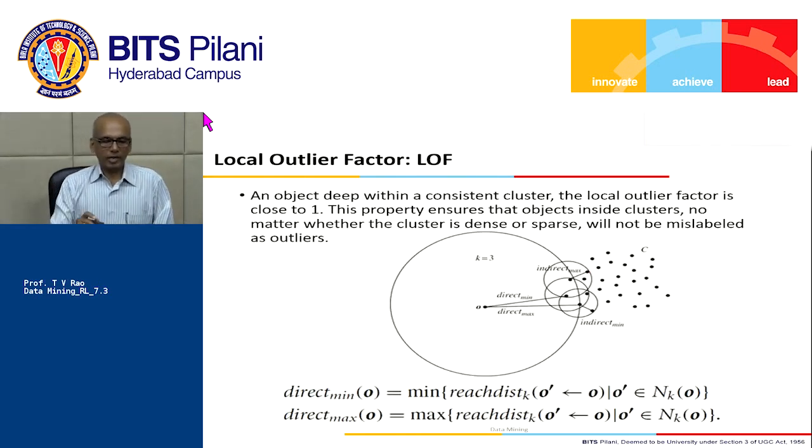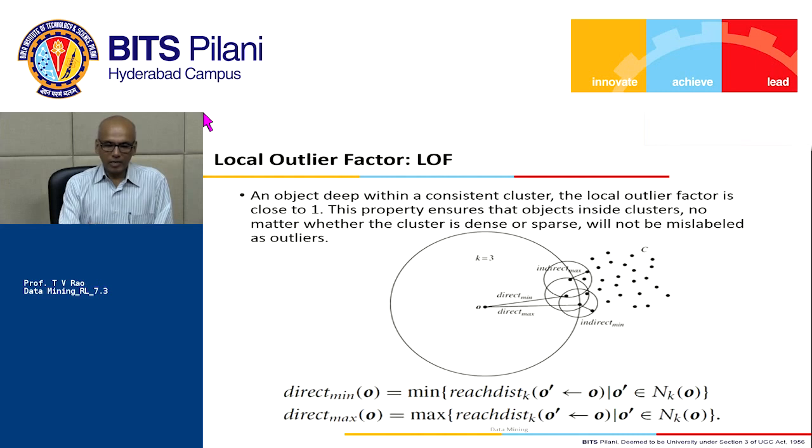So if you are looking at an object which is within a consistent cluster, then it is likely to have a local outlier factor of 1, wherever it is located within the cluster, because of the k neighborhood that we are considering. So we are ensuring that it is smoothed out, and an object anywhere will be finding its k nearest neighborhood, and thereby we are going to get smoother values.